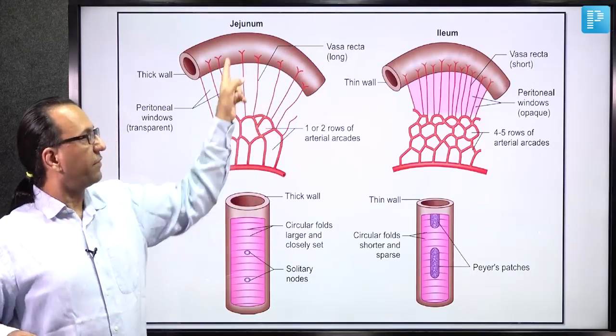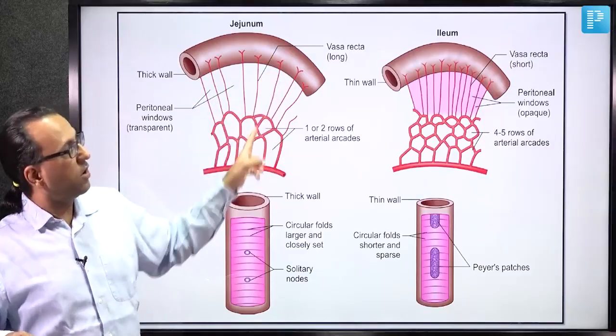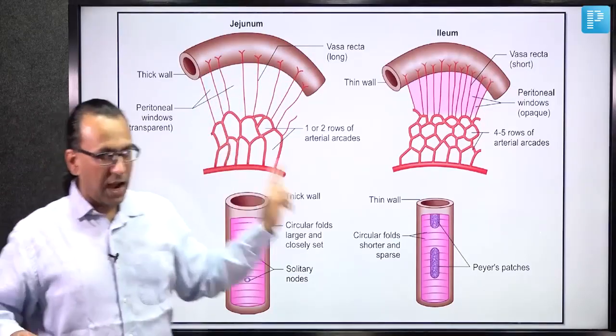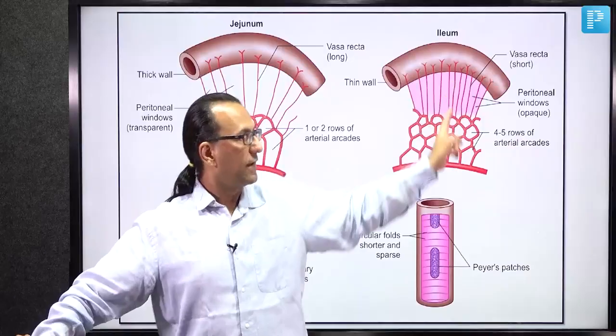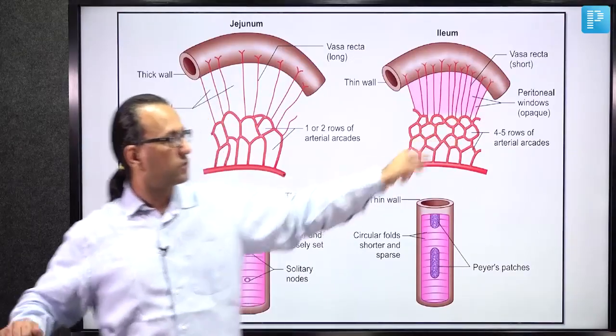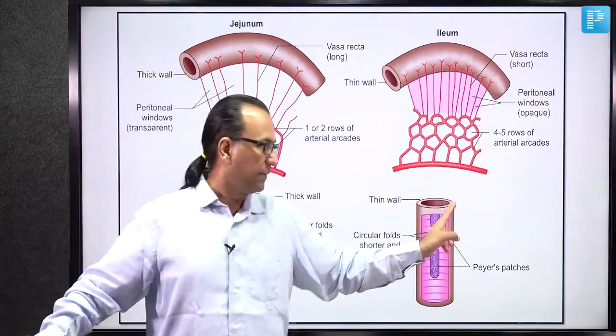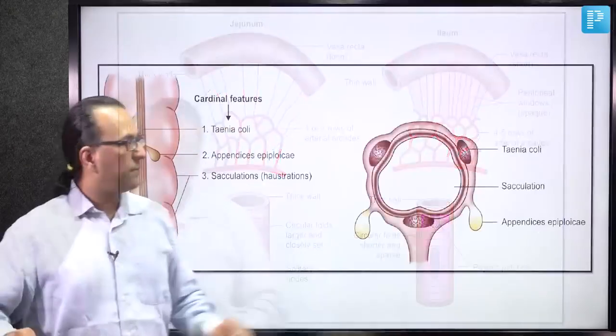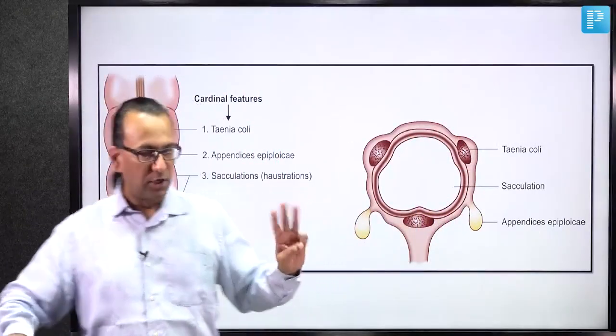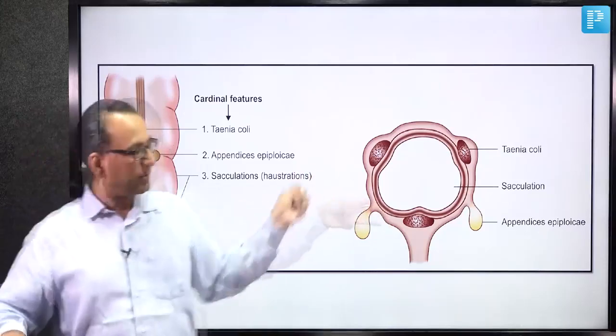Now, maybe the arteries are less in number, but they are longer in the case of the jejunum, and here they are shorter vasa recta in the case of the ileum. One more thing you can notice is that the wall of the jejunum is thick and the wall of the ileum is thin.